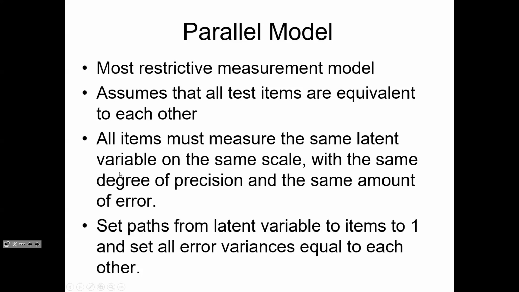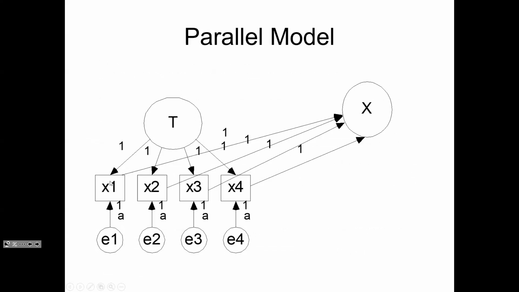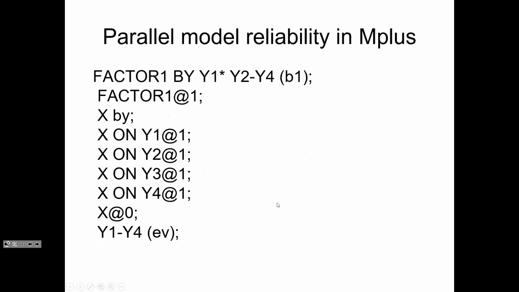That's the only parameter we're really letting vary. Okay, so again, for the parallel model, the important thing here is that I'm going to constrain the error variances to be equal to each other. So I'm constraining the factor loadings to be equal to each other, and now I'm constraining the error variances to be equal to each other.